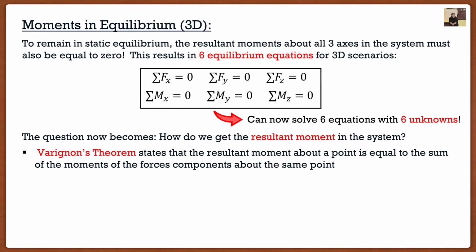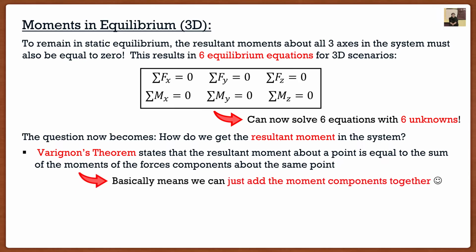And this is where I lost you. You think, Clayton, I don't really know what this means. Well, it's actually very simple. This statement basically says that if we have 2 different moment vectors and we want the resultant, we can just add them together, just like force vectors. Remember, if we had 3 different force vectors and we wanted the resultant, we just added the components together. The exact same thing applies for moments.